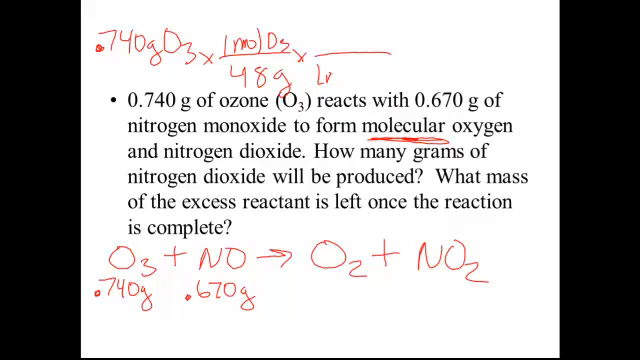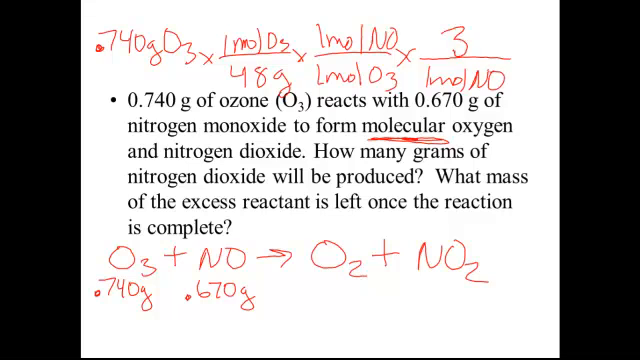And then from my balanced equation, 1 mole of O3 reacts with 1 mole of NO. And NO has a mass of 14 plus 16, which is 30 grams. So now I can just take my 0.740, divide it by 48, times it by 30, and I get an answer of 0.463 grams. And again, that's how much NO I need.